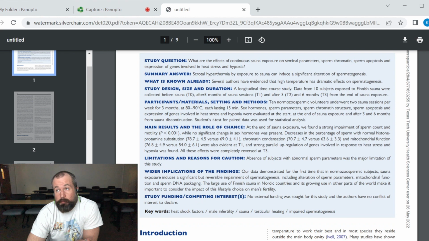Decreases in the percentage of sperm with normal histone protamine substitution, chromatin condensation, and mitochondrial function were evident at time one, so right at the end of the first 3 months of exposure. And strong parallel upregulation of genes involved in heat stress and hypoxia were found. All these effects were completely reversed by 6 months.